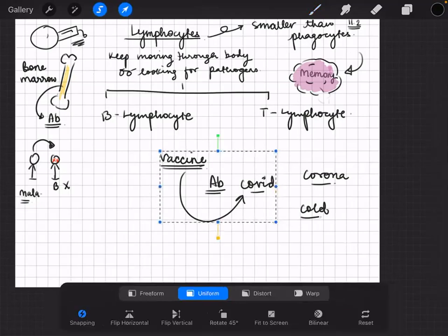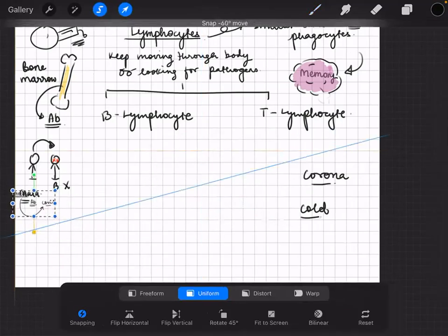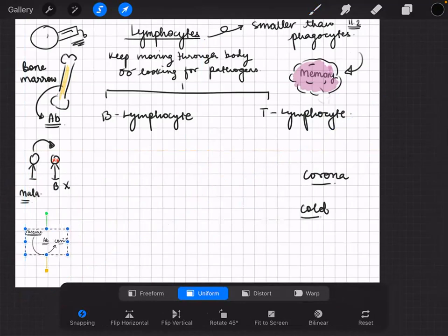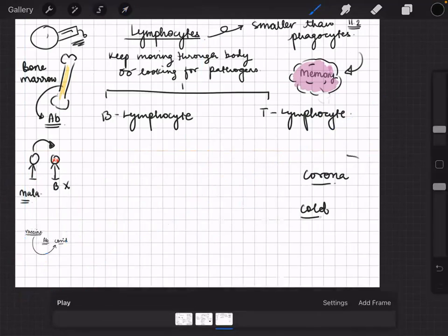I'll just put this in one corner here, and when we are talking about it, we can pick it back up. This we do not need. So coming to your T lymphocytes and B lymphocytes.